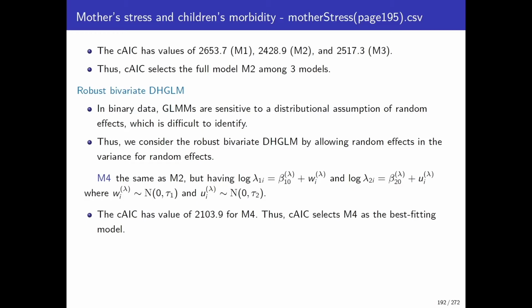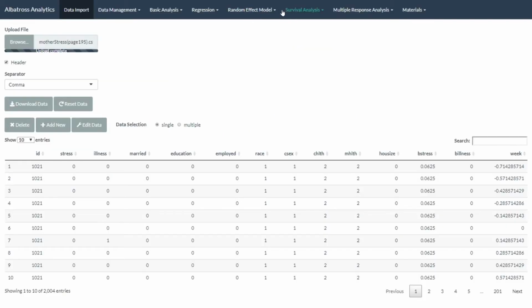Regarding the robust bivariate HGLM in binary data, GLMMs are sensitive to the distributional assumptions of the random effects, which are difficult to identify. Thus, we consider the robust bivariate HGLM by allowing random effects in the variance of the random effects. And lastly, the CAIC selects M4 as the best fitting model.